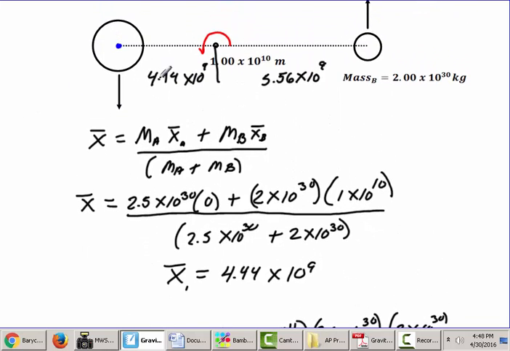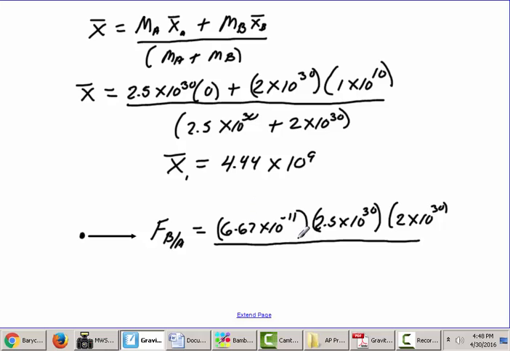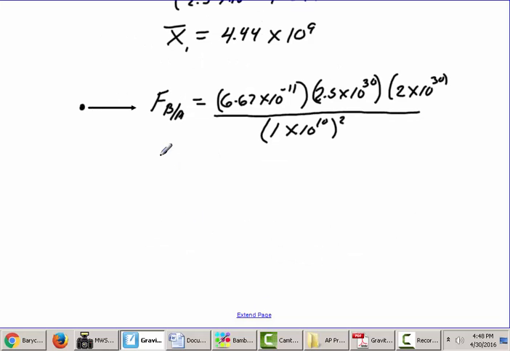You're not going to use these values here, I'll show you in just a second. You're going to take the distance they are apart and find the force of attraction between the two. That's going to give me 1 times 10 to the 10th. We're going to square that and run the calculation. We will find that the force of B onto A is approximately 3.335 times 10 to the 30th newtons.